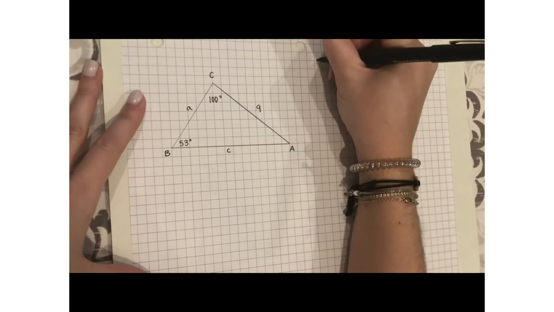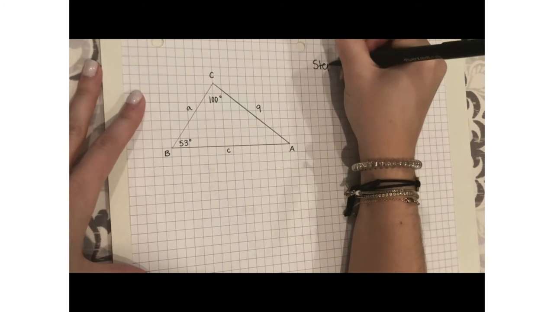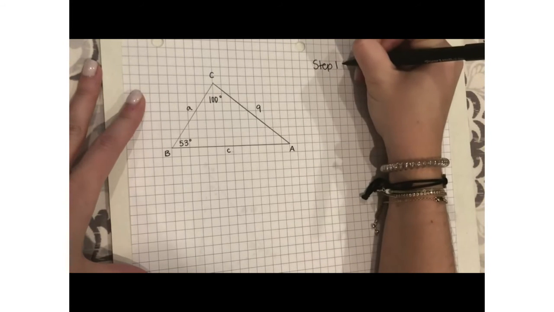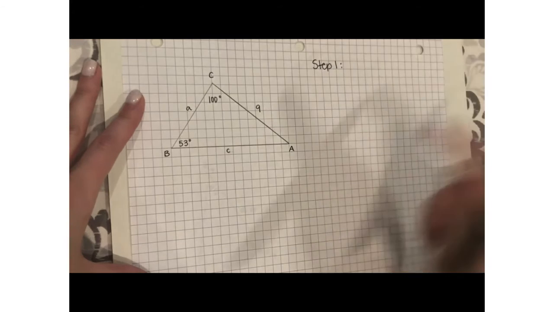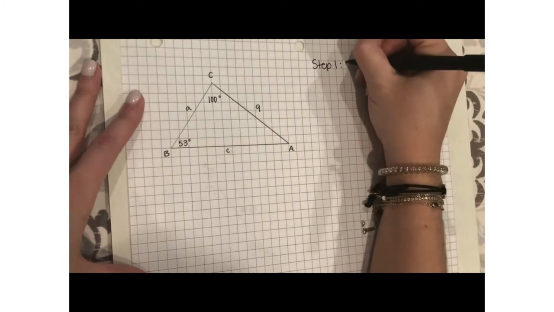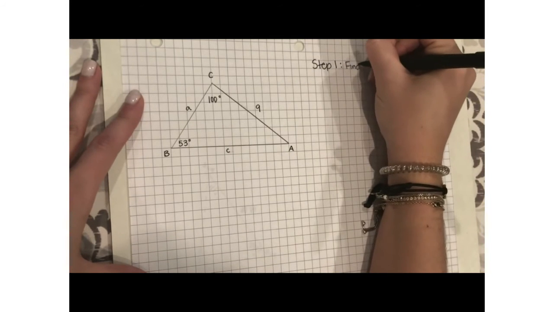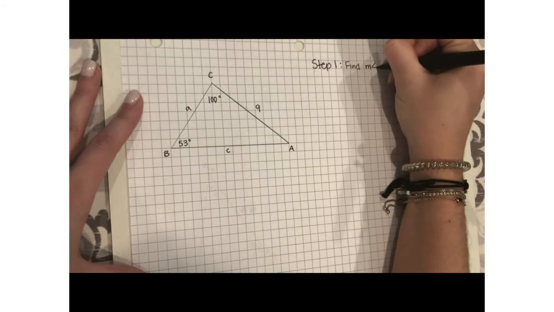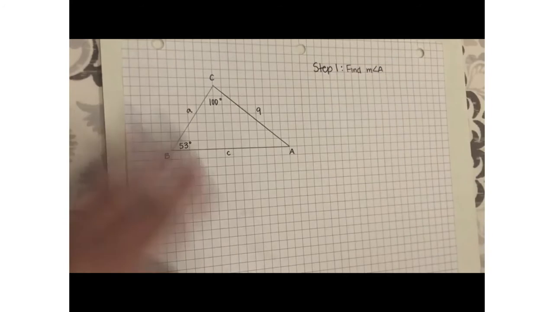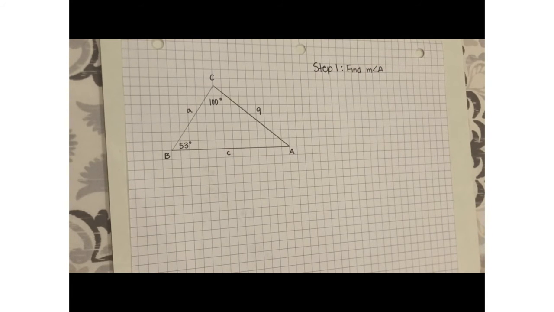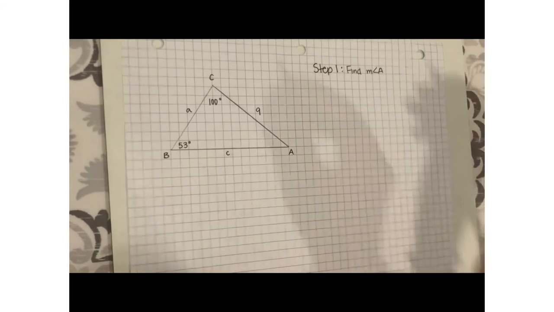So step 1, I'm going to find my missing angle. My missing angle here is A. So I'm going to find the measure of angle A. What's important about triangles is that all 3 angles add up to 180 degrees. So you're going to use that to solve for the measure of angle A.